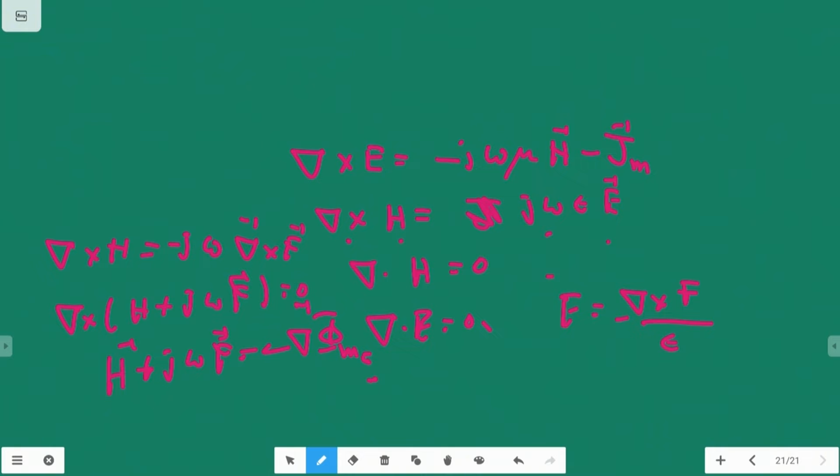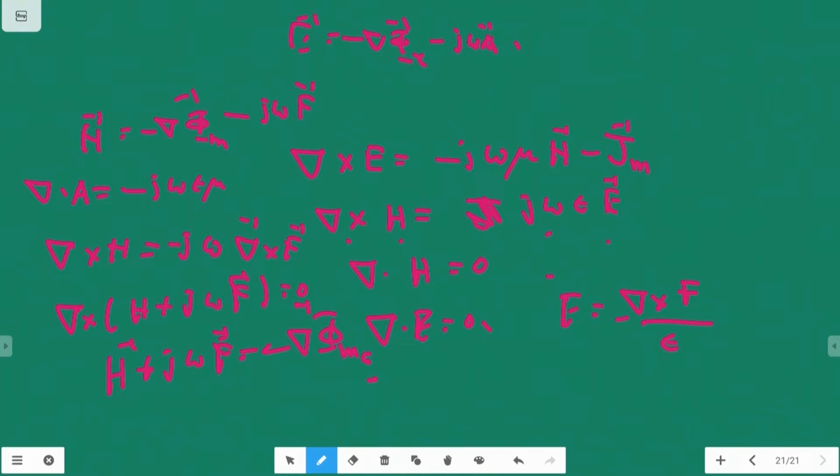H is equal to minus del phi m minus j omega F. Just as you had the electric field was minus del phi E minus j omega A, you have a corresponding relation here. And likewise, you apply the Lorentz gauge condition here. Namely, you apply the Lorentz gauge condition in the electric case as del dot A is equal to minus j omega epsilon mu phi.